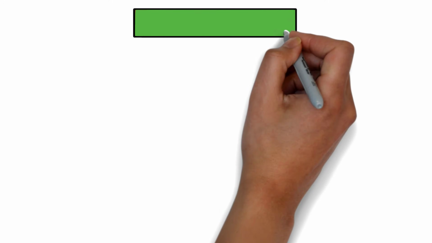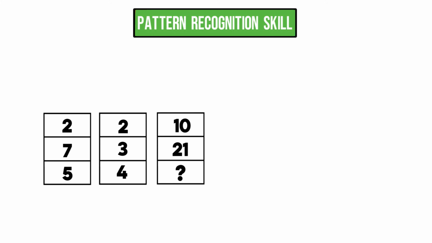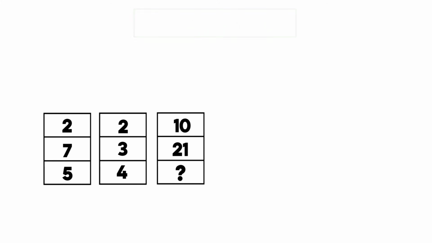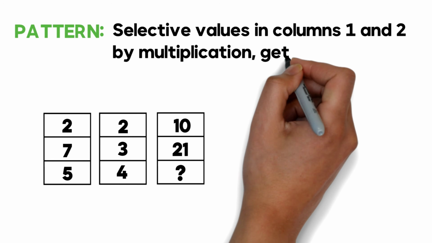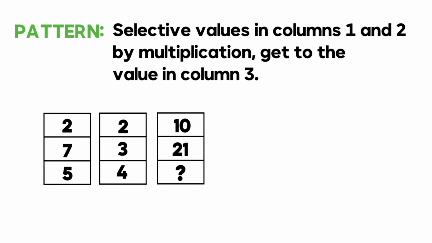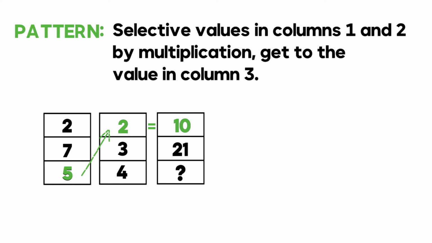The most important skill to solve these types of problems is pattern recognition skill. To recognize the pattern, you need to look closely into each column. Selective values in columns 1 and 2 by multiplication get to the value in column 3, and this is our pattern. Let's take a closer look at the values that are already present. If we multiply 5 by 2, we get to the value of 10.